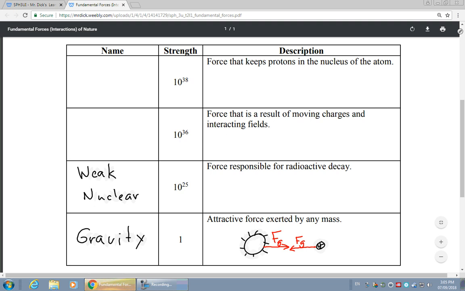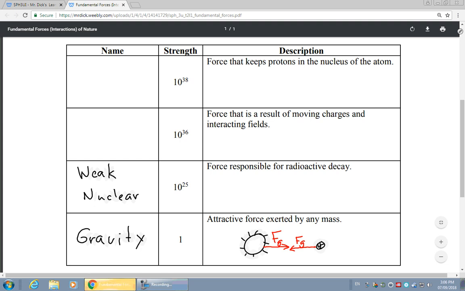That's what the numbers in this column are trying to indicate for you. If gravity has a relative strength of 1, we're saying that the weak nuclear force has a relative strength of 10 to the 25. What I mean by that is the weak nuclear force is 10 to the 25 times more powerful than gravity. Think about how strong gravity can be; it's strong enough to hold planets in orbit, as we just talked about. The weak nuclear force is 10 to the 25 times stronger than that. So it's an incredibly strong force.